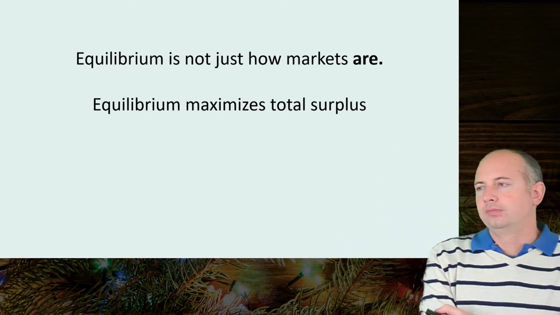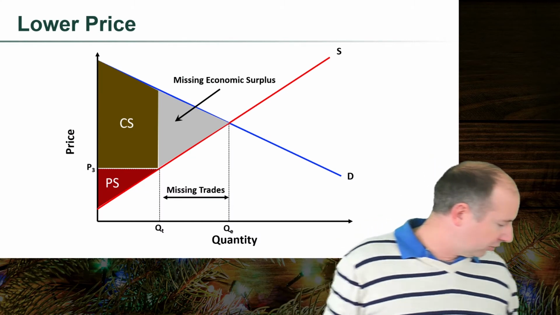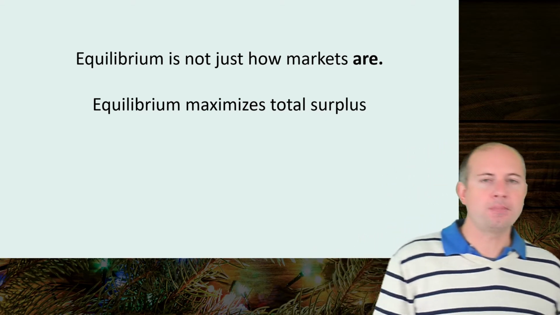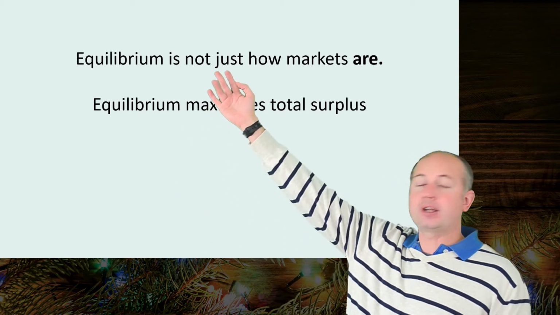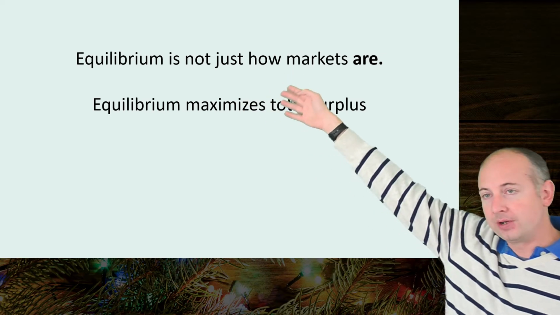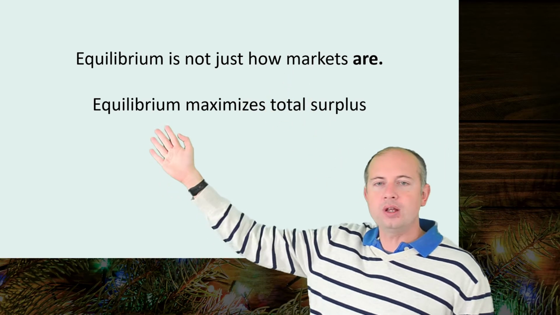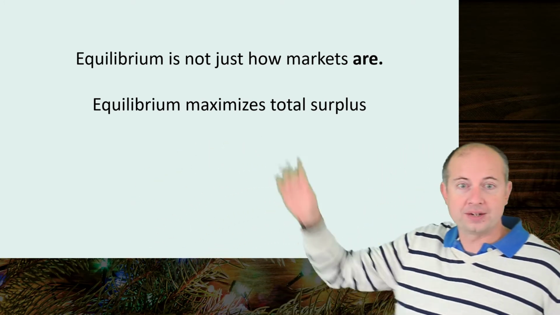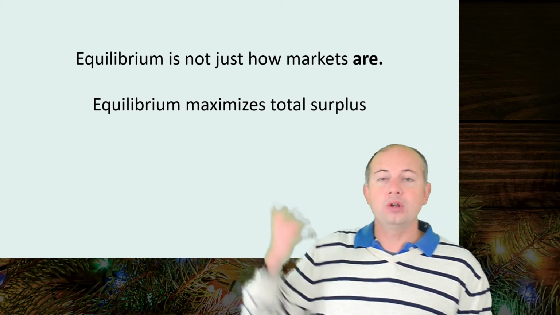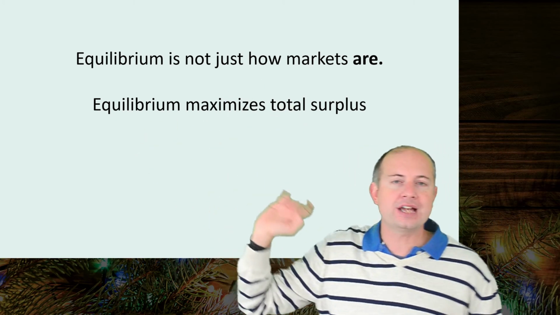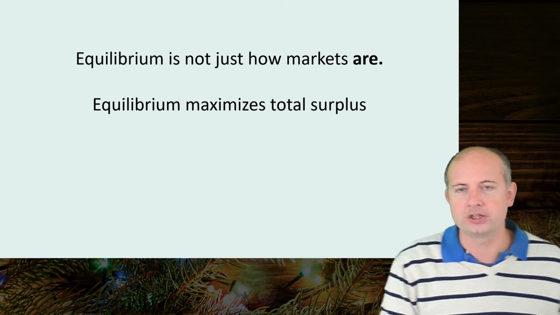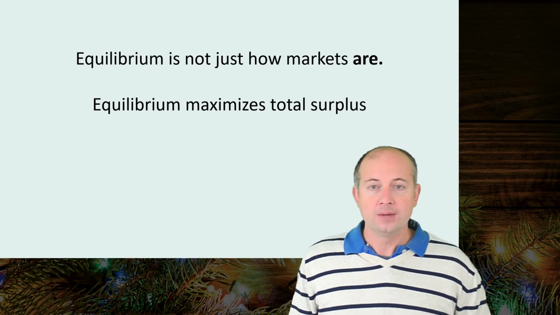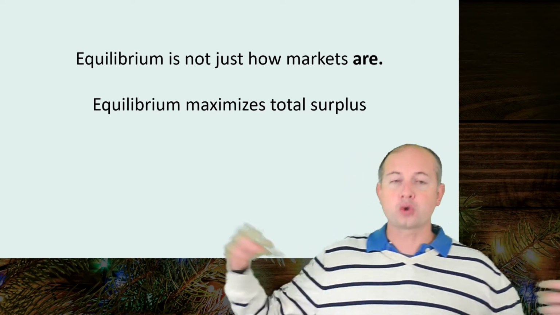And so we get what I think is a pretty neat result here, which is that equilibrium is not just how markets are. Remember, markets on their own will generally find their way to equilibrium. Equilibrium maximizes total surplus. Another way you could say it, if our goal is to maximize total surplus, equilibrium is not just how markets are, equilibrium is how markets should be. So it's a really neat result, showing that if we let markets get to equilibrium, not only do we have stable prices, but we also get an outcome where we've created the most wealth.